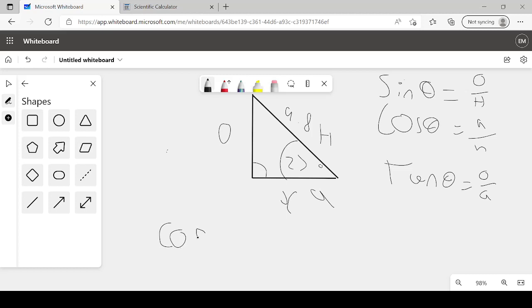Cosine 27 is equal to A over H, or x over 9.8. And as we know, we would like x on its own, so let's times both sides by 9.8, so that we'll get this. Cosine 27 multiplied by 9.8 equal to x.